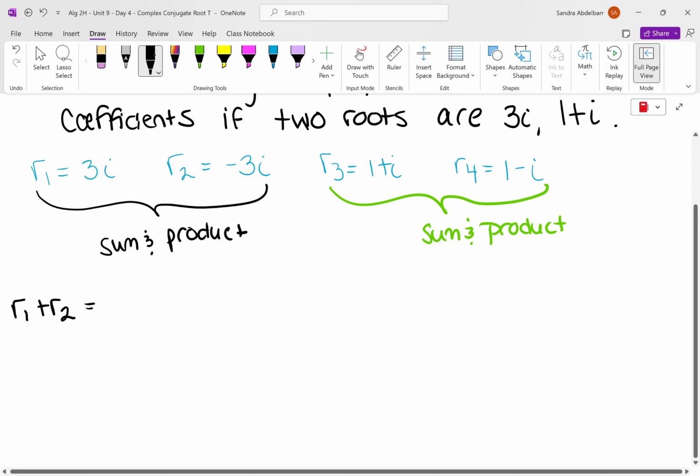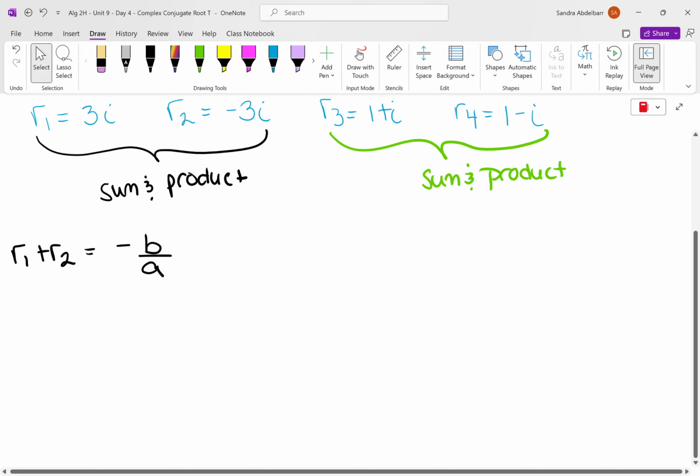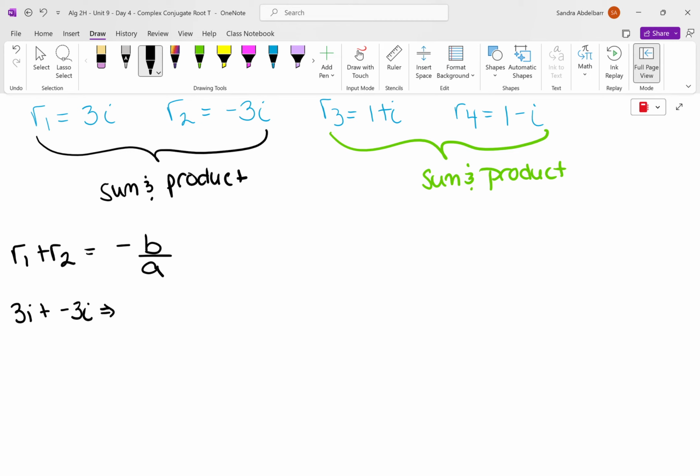So let's go ahead and say we know R1 plus R2, the sum of the roots, will be negative b over a. So I have 3i plus negative 3i is equal to 0. Is that okay? Yeah, it's absolutely okay. If I want to make this into a fraction, it's going to be 0 over 1. So that means my b is 0 and my a is 1.